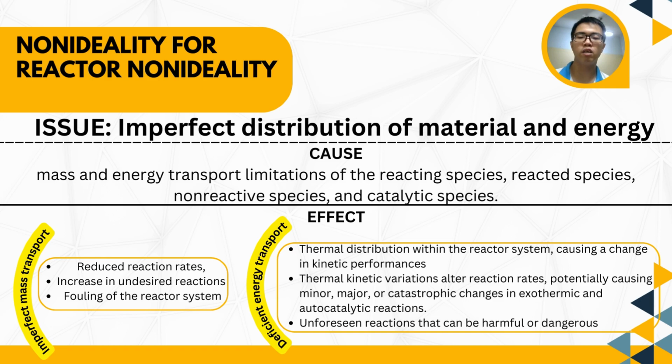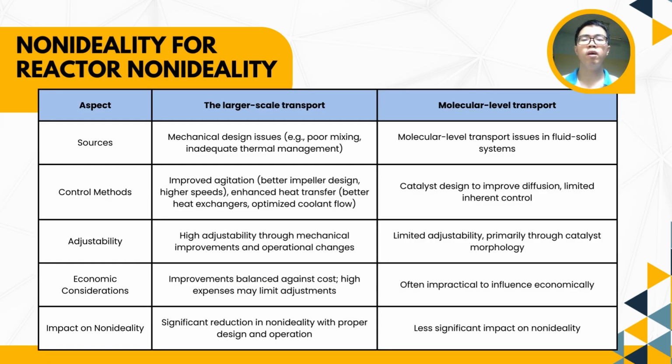of the reactor system. While inefficient energy transport can cause a change in thermal performance, a minor to major catastrophic change in exothermic and autocatalytic reactions, and unforeseen reactions that can be harmful and dangerous. The limitation of mass and energy transfer can be divided into large scale transport and molecular level transport.